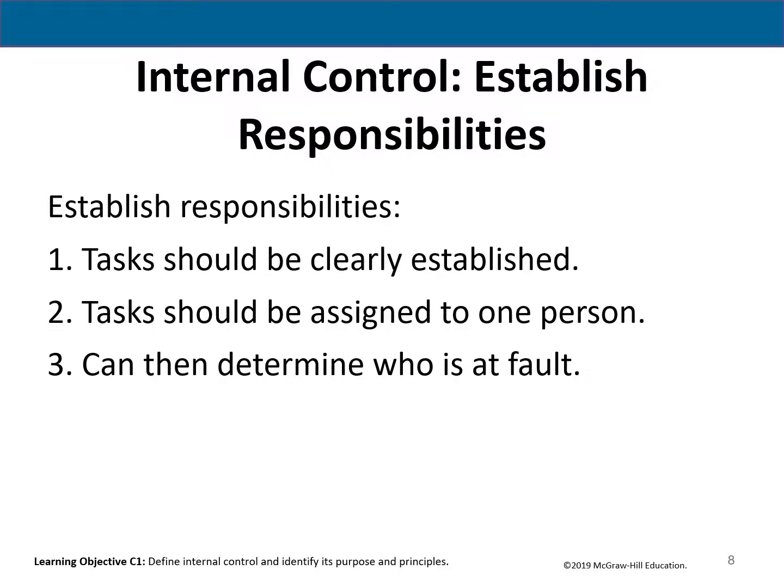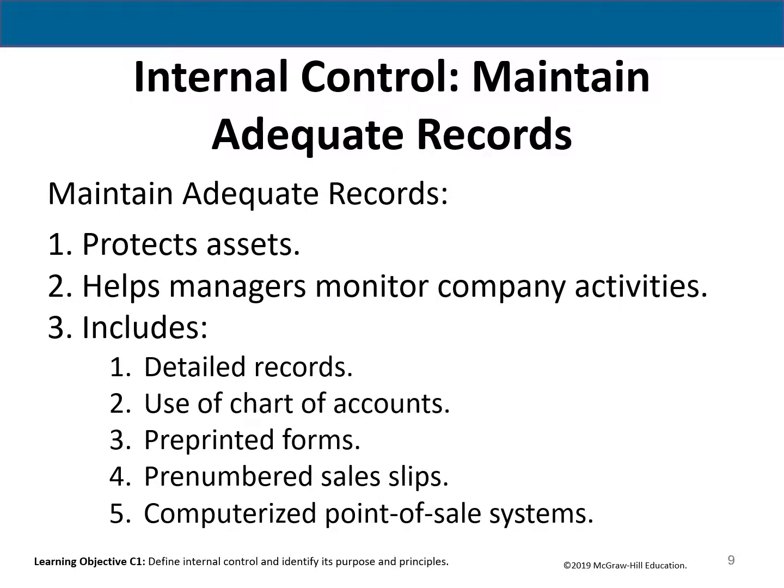Okay, so we need to establish responsibilities, as we said. Tasks should be clearly established for each person. Tasks should be assigned to one person, because then you can determine who is at fault if there is an issue. We maintain adequate records. Maintaining adequate records protects assets. So you want to keep a list of all the equipment you own. You want to put identifications on those pieces of equipment.